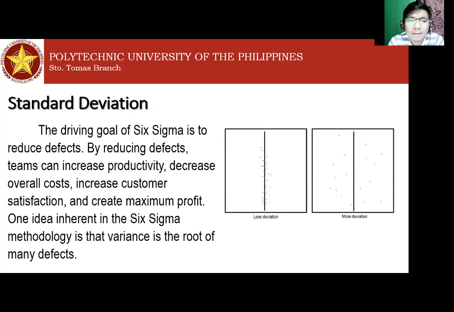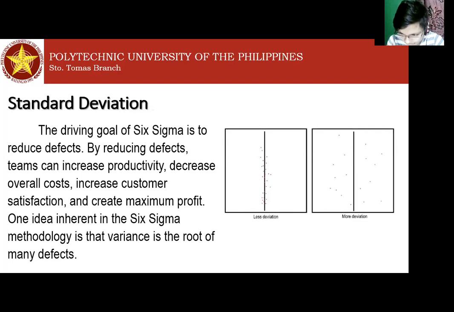So, in Six Sigma, our driving goal is to reduce defects. By reducing defects, it can also increase productivity, decrease the overall cost, and increase customer satisfaction. That will lead to the creation of maximum profit. One idea inherent in Six Sigma methodology is that variance is the root of many defects.